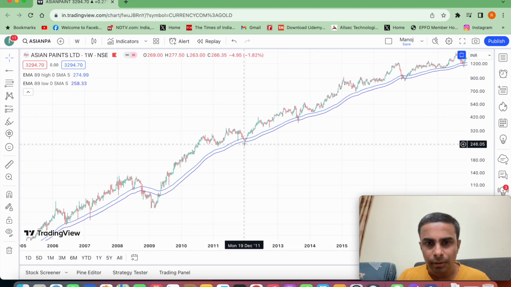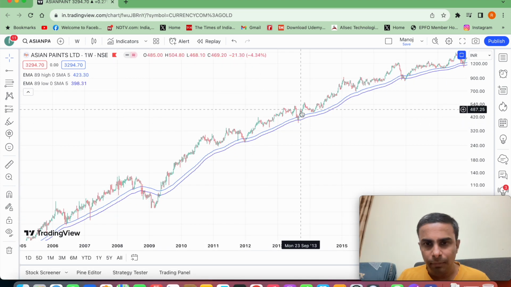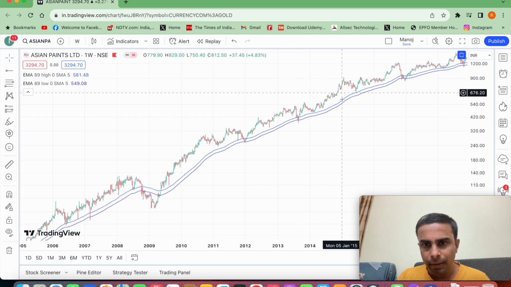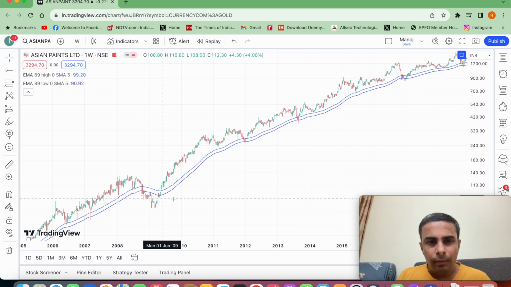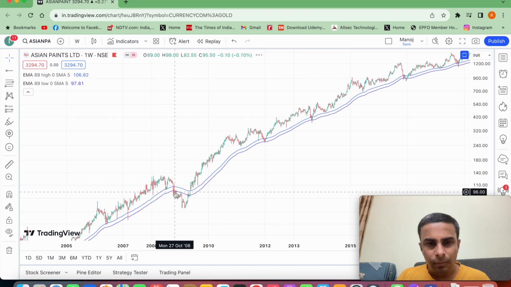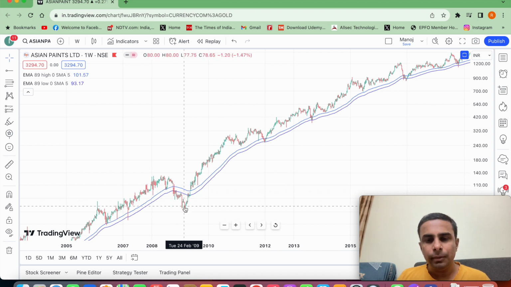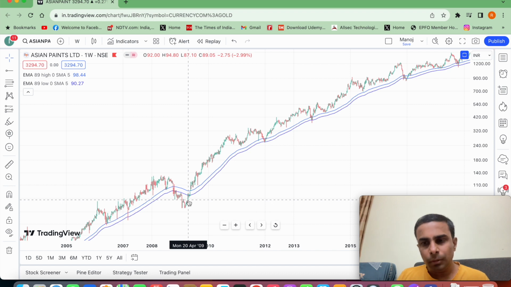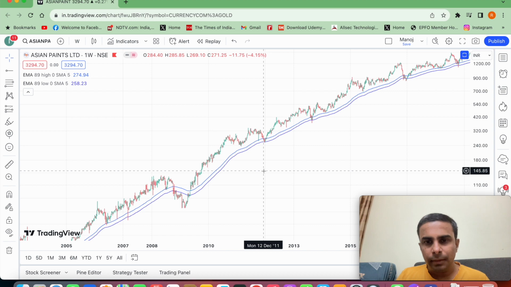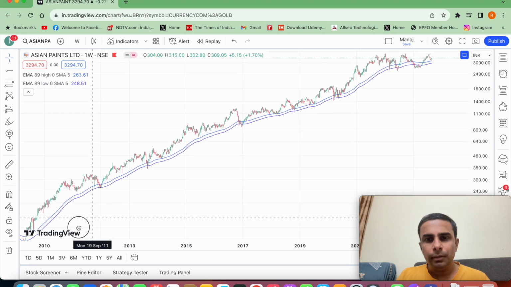Whenever it touched the 89 EMA band, it went up. Only during this particular time, this stock went 10% below the low of the 89 EMA band. Except this, it has never gone below this band.